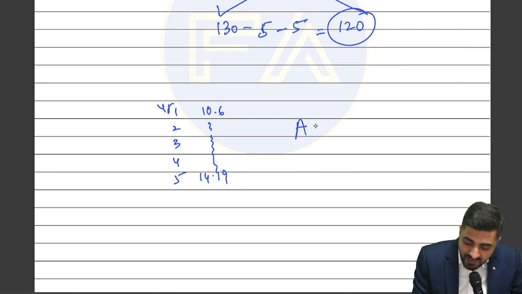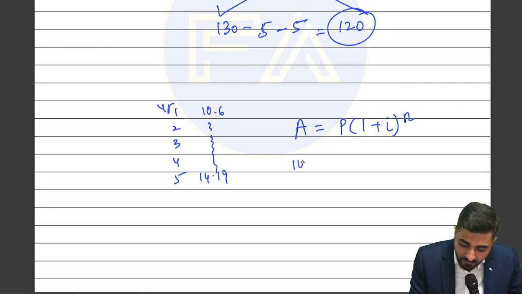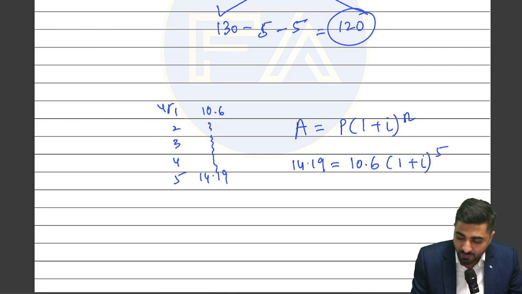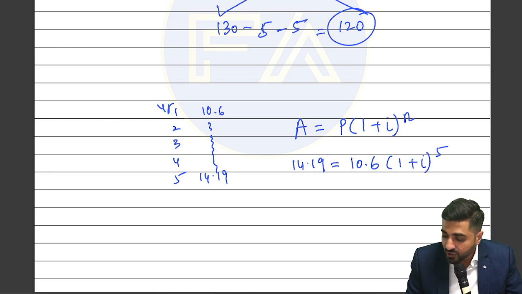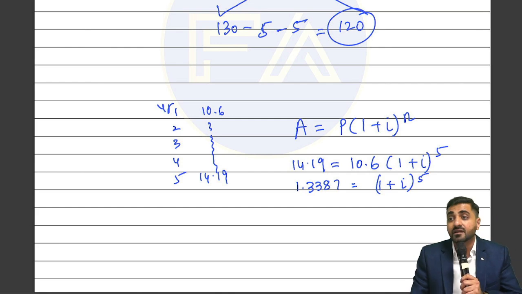Growth rate will be, can I say, amount is equal to principal into 1 plus i raised to the power n. Are you aware about this? What is the amount? 14.19. What is the principal? 10.6. 1 plus i raised to the power n equals 14.19 divided by 10.6. Can you all please tell me what this is? 1.3387. This should be equal to 1 plus i raised to the power 5.